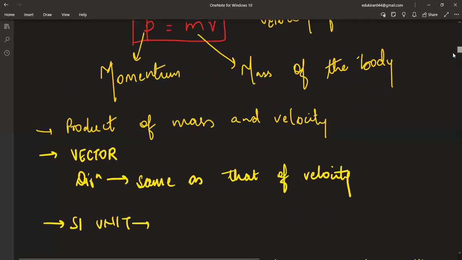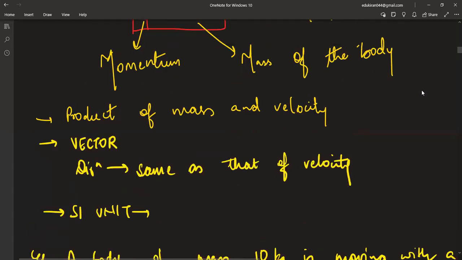It's a vector quantity. Direction is the same as that of velocity. If, for example, a vehicle is moving in the north direction and the velocity is acting in the north direction, momentum will also act in the north direction. Why? Because momentum is mass into velocity. Mass is a scalar quantity, it has no direction. Velocity is a vector quantity, so momentum is directly proportional to velocity.